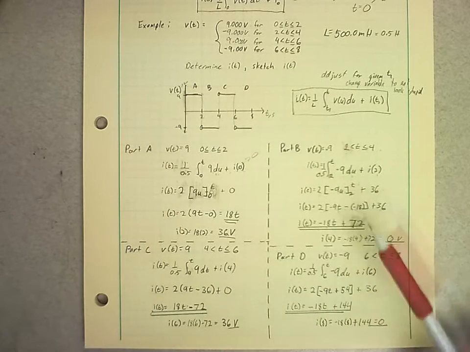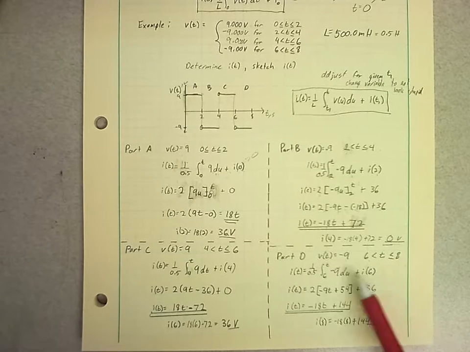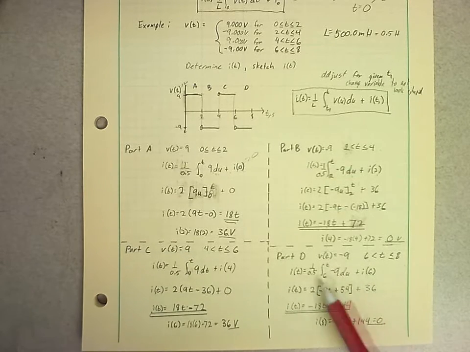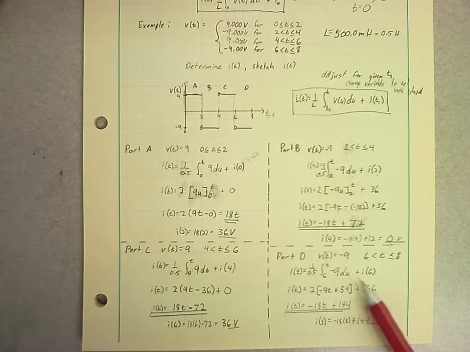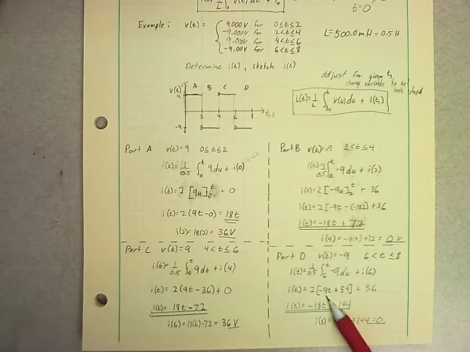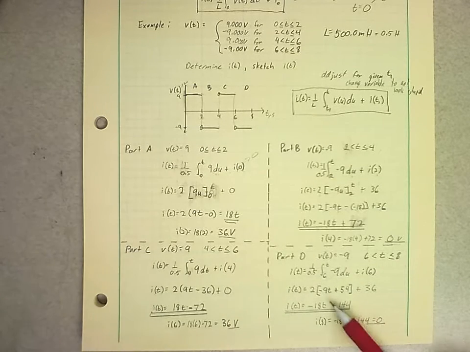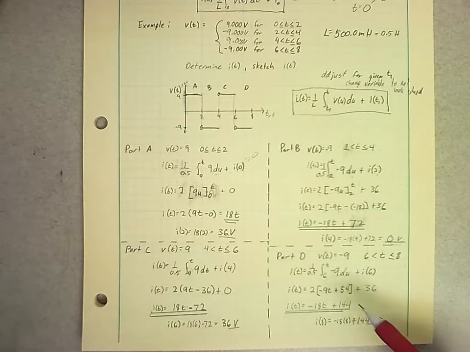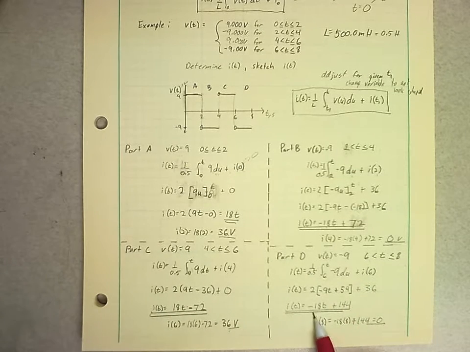Again, same sort of expression. We're doing from v of t is -9. We're going from 6 to 8. Same expression here. We've got 1/2 going from 6 to t this time of -9. We know it works out to be -9t plus whatever this number is times that number, so it's plus 54 this time. Plus I of 6, which is 36. We simplify the expression. We get -18t plus 144.